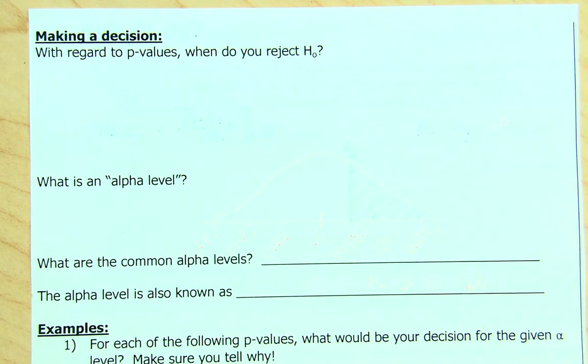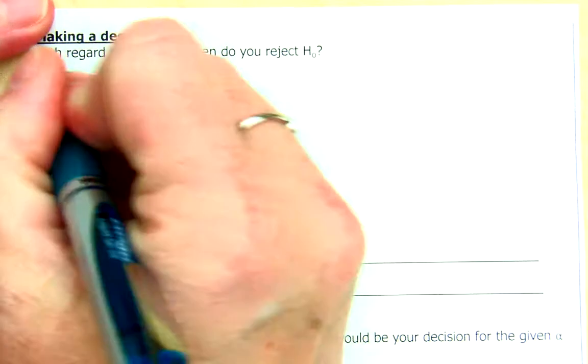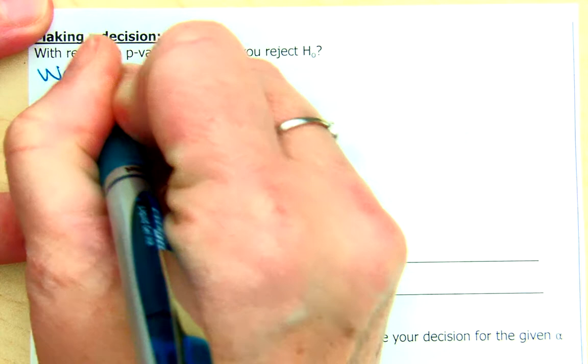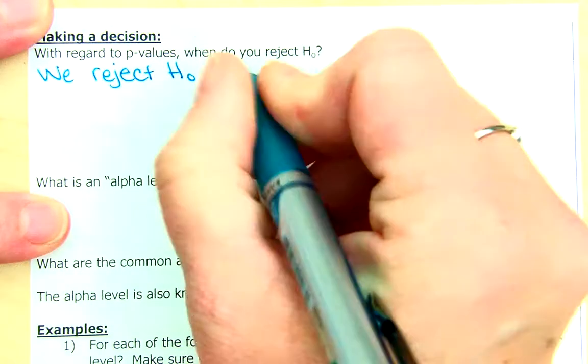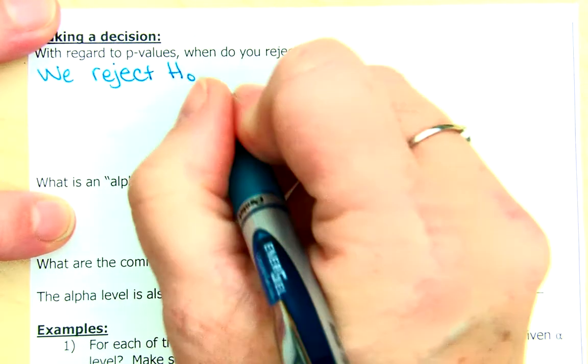So, with regard to p-values, when do you reject H0? That's going to be our big question: are we rejecting H0? So, we reject H0 when the p-value is really small.